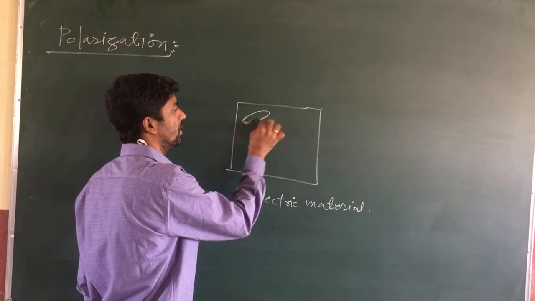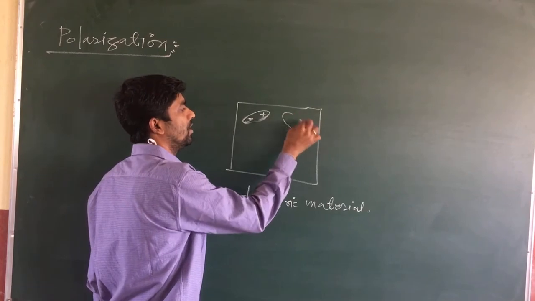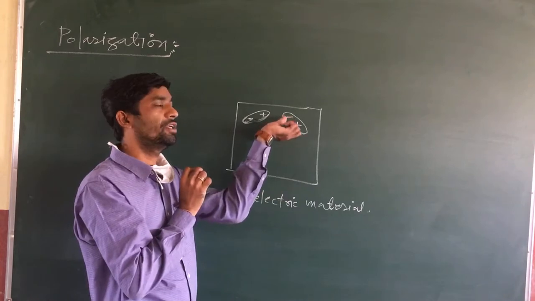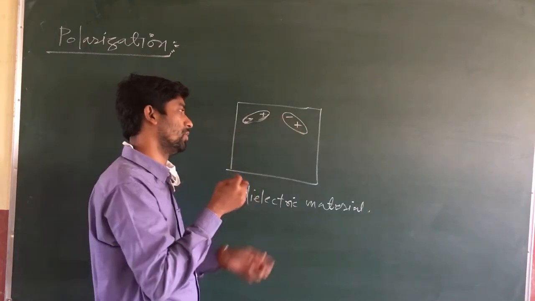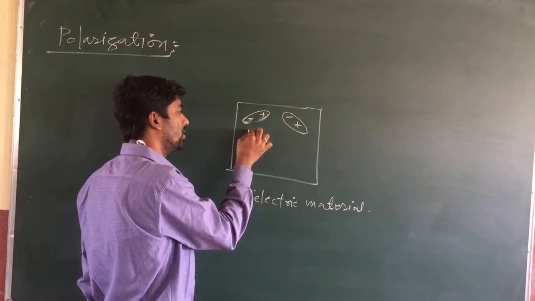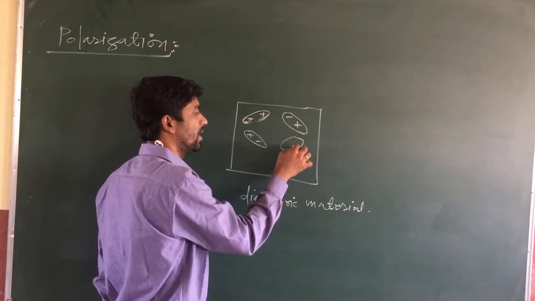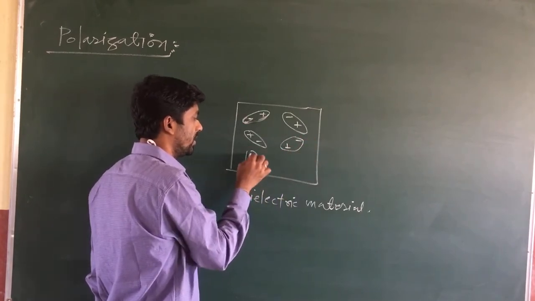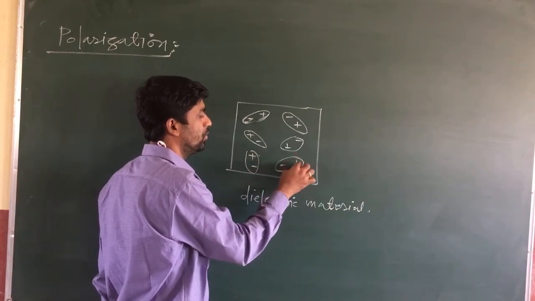polar molecules. Polar means this end is negative and this end is positive. There is another polar molecule, with one end negative and the other positive. Here negative and positive charges are separated, so these are polar molecules. Here is another dipole, oriented like this, positive, negative. Here it is oriented negative, positive. This one is positive, negative, and this one is negative, positive.